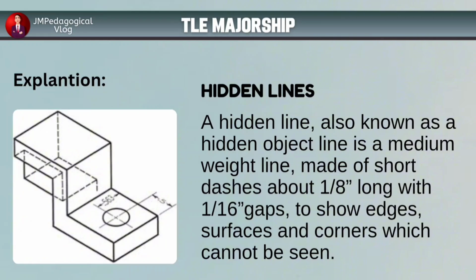Explanation. A hidden line, also known as a hidden object line, is a medium-weight line, made of short dashes about 1/8 long with 1/16 gaps, to show edges, surfaces and corners which cannot be seen. Sometimes they are used to make a drawing easier to understand. Often they are omitted in an isometric view.